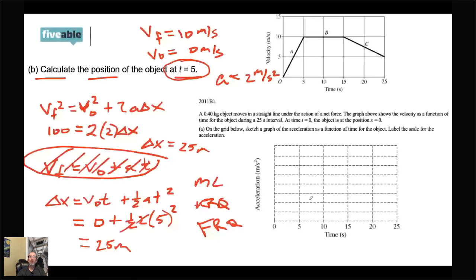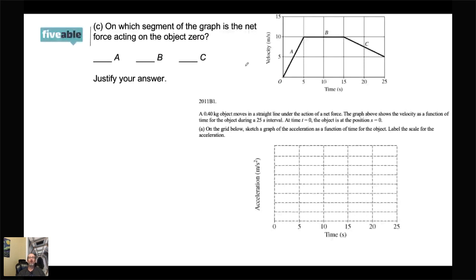All right, here we go. On which segment of the graph is the net force acting on the object 0? Is it A, B, or C? So I will have you vote. You can vote A, you can vote B, or you can vote C. Totally up to you.